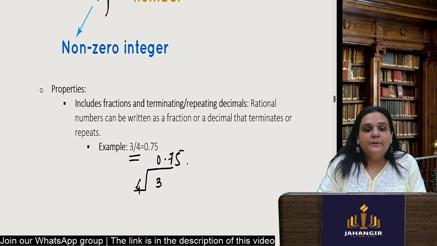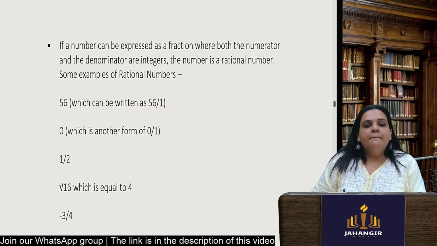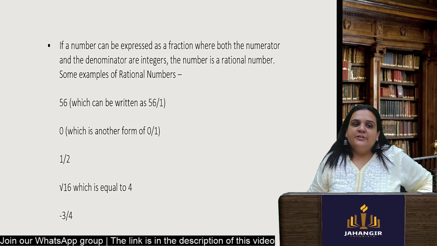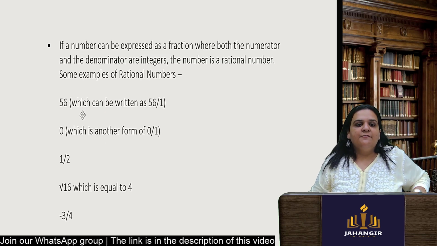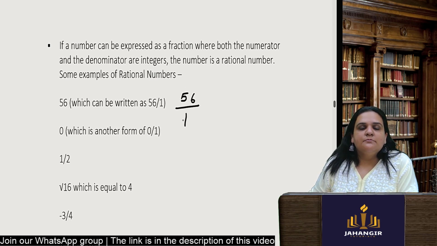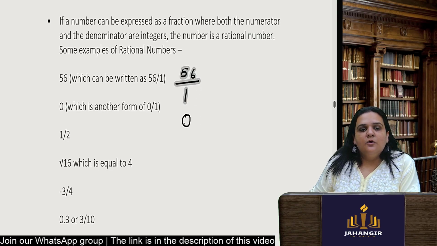Okay, so this is going to be a rational number. If a number can be expressed as a fraction where both numerator and denominator are integers, the number is a rational number. So if I say 56, can I write 56 like this also? 56 upon 1, which is another form of 0 is what? 0 is nothing but 0 upon 1.